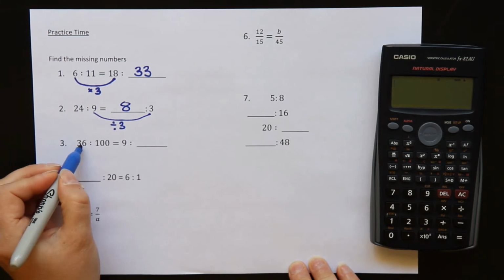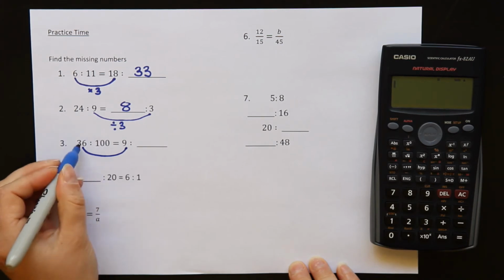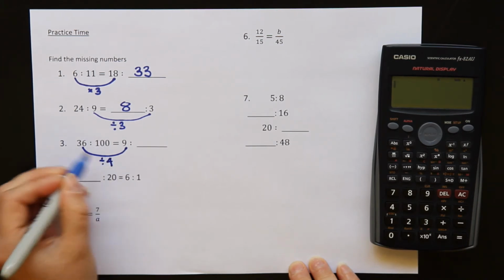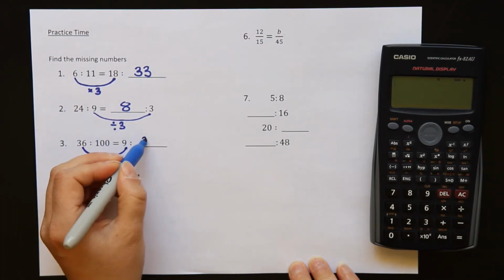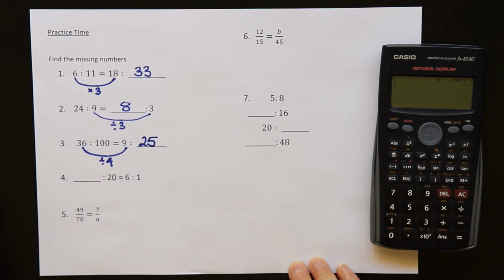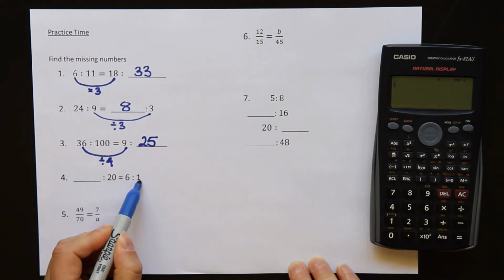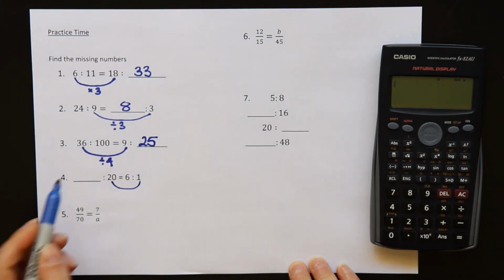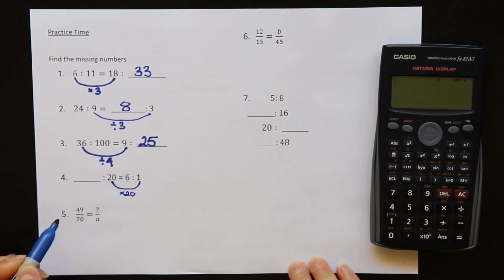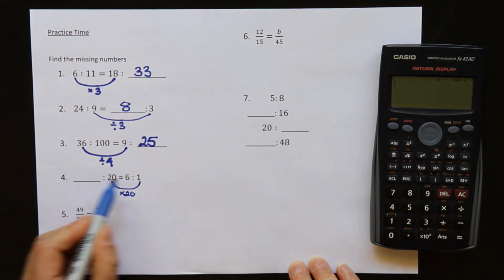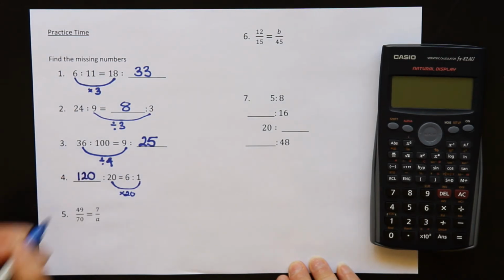Question 3, 36 and 9 are both first, they go together. Again, it's getting smaller, so 36 I would have to divide by 4 to get to 9. So 100 divided by 4 goes 25 times. Okay, this one's written a little bit differently. We're kind of going to the left this time. The 1 and the 20 are in the same position. And to get from the 1 to the 20, I've had to multiply by 20. So I need to multiply the 6 by 20 to get my missing number. 6 times 20 is 120.